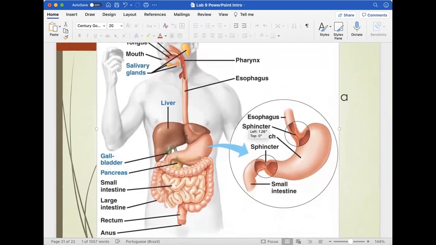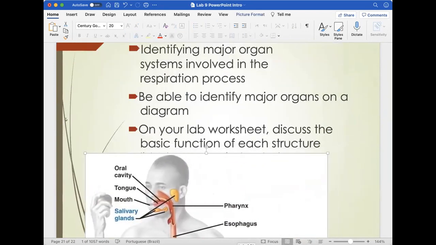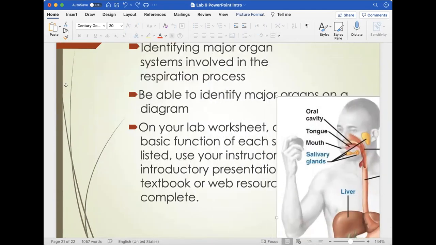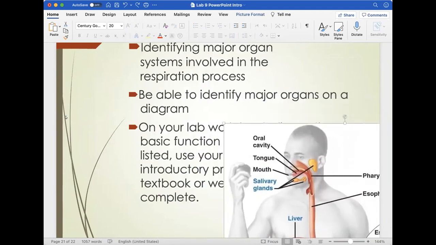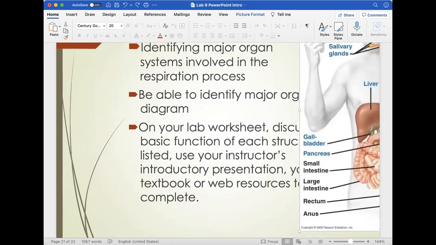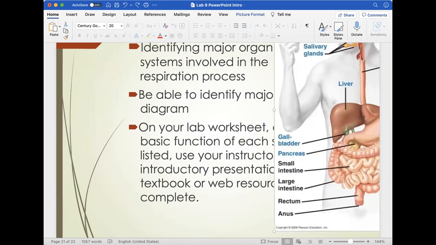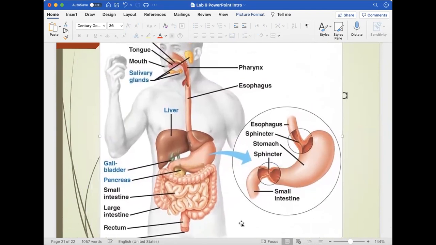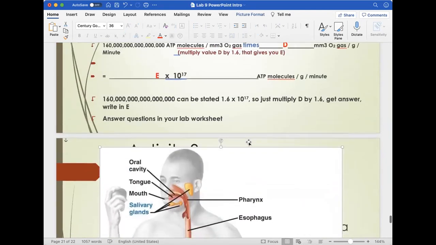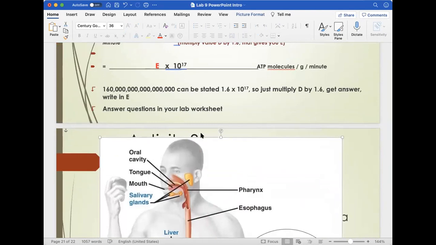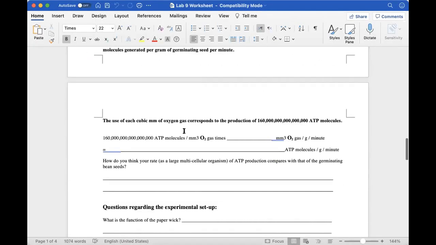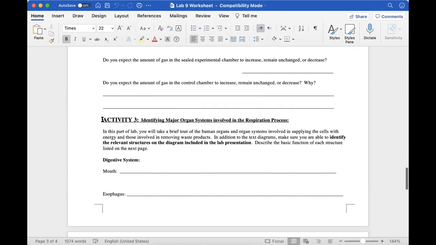The last part of your lab worksheet then, I'm just going to move this out of the way, because you'll have to identify the major organ systems involved in the respiration process, be able to identify major organs on a diagram, and on your lab worksheet, discuss the basic functions of each structure, which for this part you'll need to use your textbook a little bit. So I give you a picture of the major organ systems, and I'm going to take us back to the lab worksheet. So the final activity, you'll need to use your textbook, and we'll also be going through this in lecture eventually.